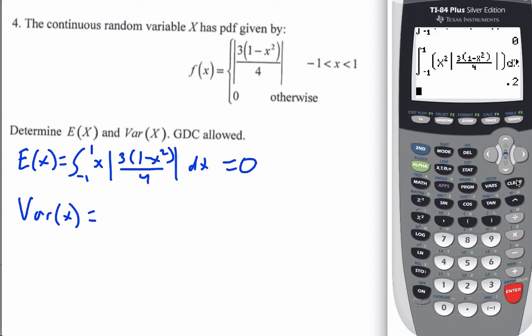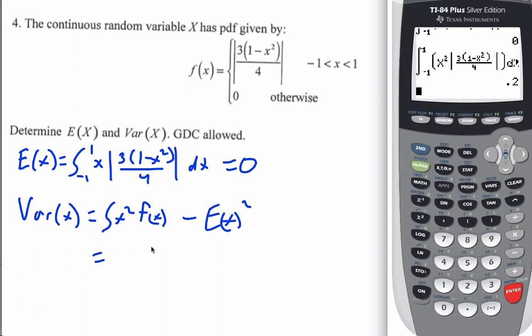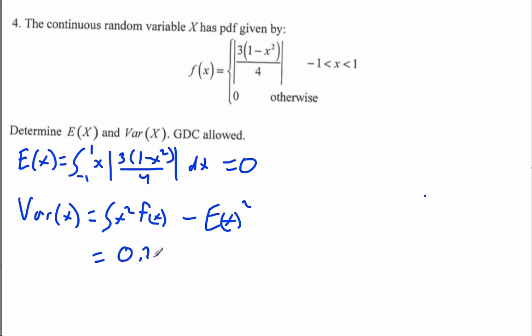And we get 0.2. So the variance is equal to the integral of x squared f of x minus the expected value squared, which is just 0, so we don't have to worry about it in this case. So when we did that integral, we got 0.2. So the variance is 0.2 on this one.